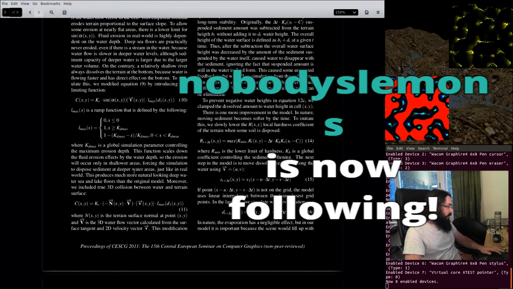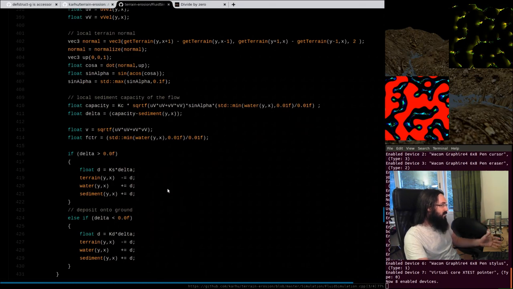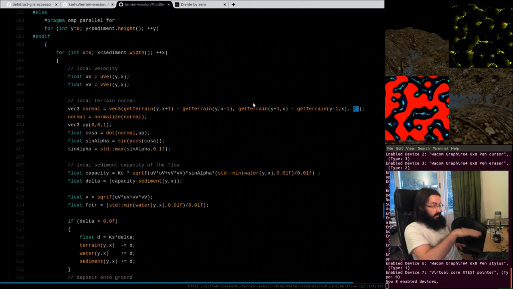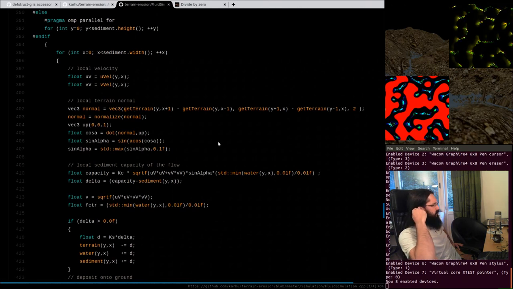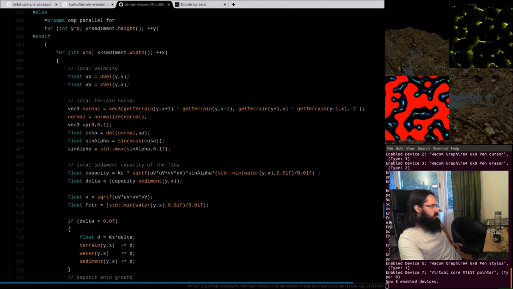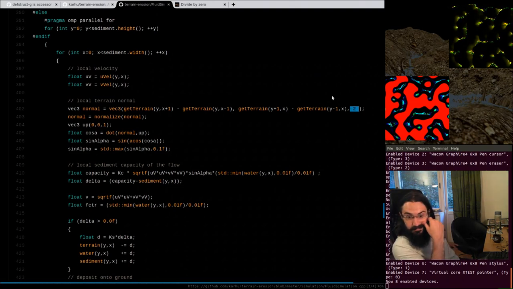I guess one thing I very much noticed in this other person's C++ version, not CUDA, is the normal calculation is interesting. It creates a vector 3 where the x and y is used for the plane itself. So y is depth and z is height, if I'm getting that correct. Oh, maybe I'm not. One second. Yeah, I haven't entirely worked out why this is a correct normal. I'm just confused as to why two there. Anyway.